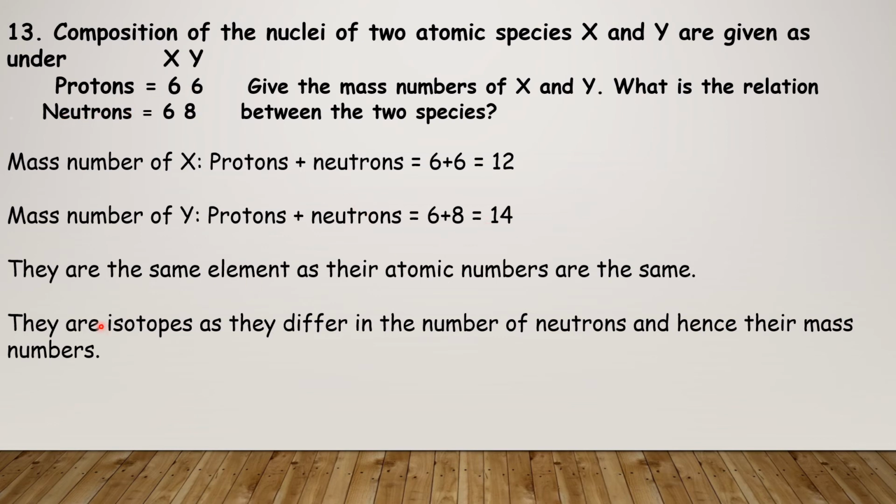So 14. They are the same element because their atomic numbers are the same. They are isotopes as they differ in the number of neutrons and hence their mass numbers. Atomic number means number of protons or number of electrons, and mass number means total of protons and neutrons. Got it? So write this also in your notebook.